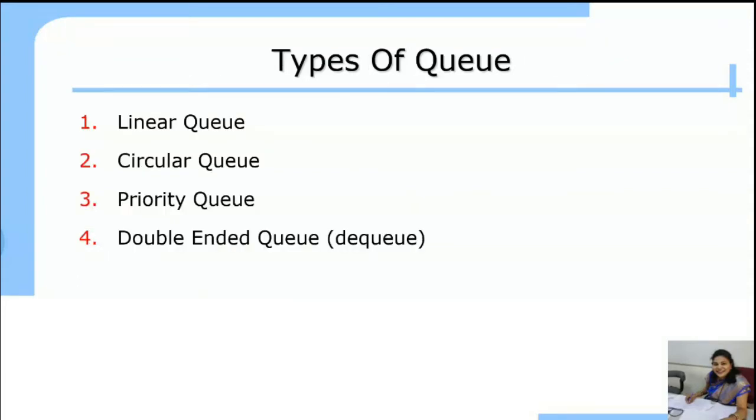These are the four types of queue. Linear queue, which we are going to cover in this video lecture. Circular queue, which we are going to cover in the next video lecture, and priority queue and DQ, which we are going to cover in the next video lecture.